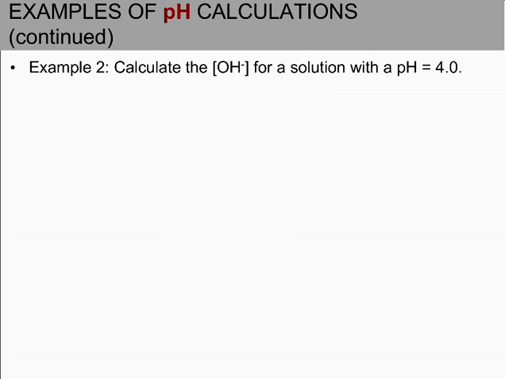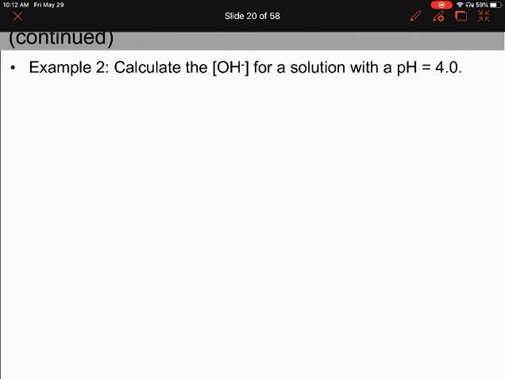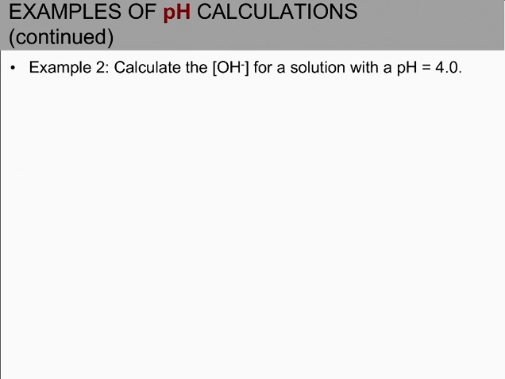All right, so example 2, let's calculate the hydroxide ion concentration for a solution with a pH equal to 4. All right, so this calculation is going to be a little more complex. There's going to be a couple of steps here. So if we're trying to calculate the hydroxide ion concentration, we probably want to use our ion product equation. All right, so we know that Kw is equal to 1 times 10 to the negative 14th.